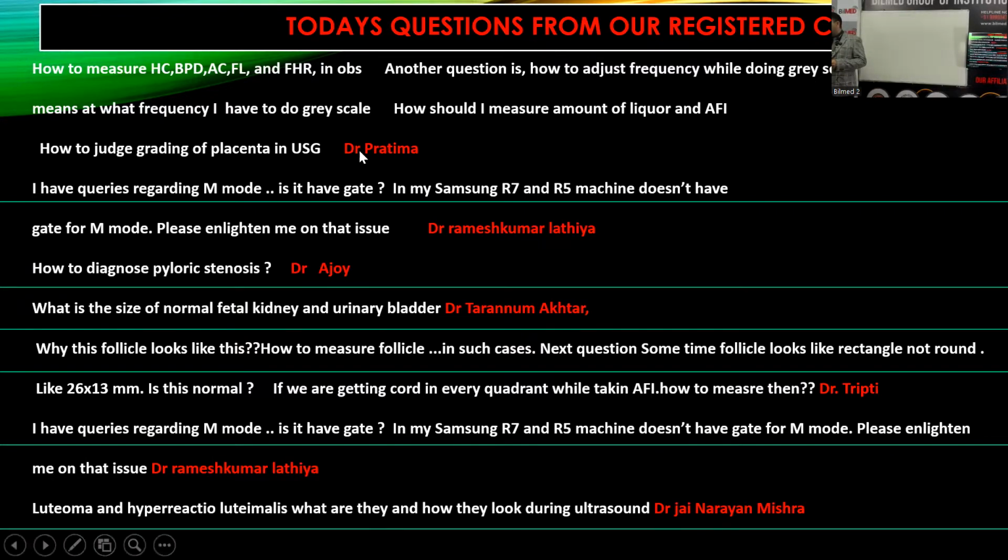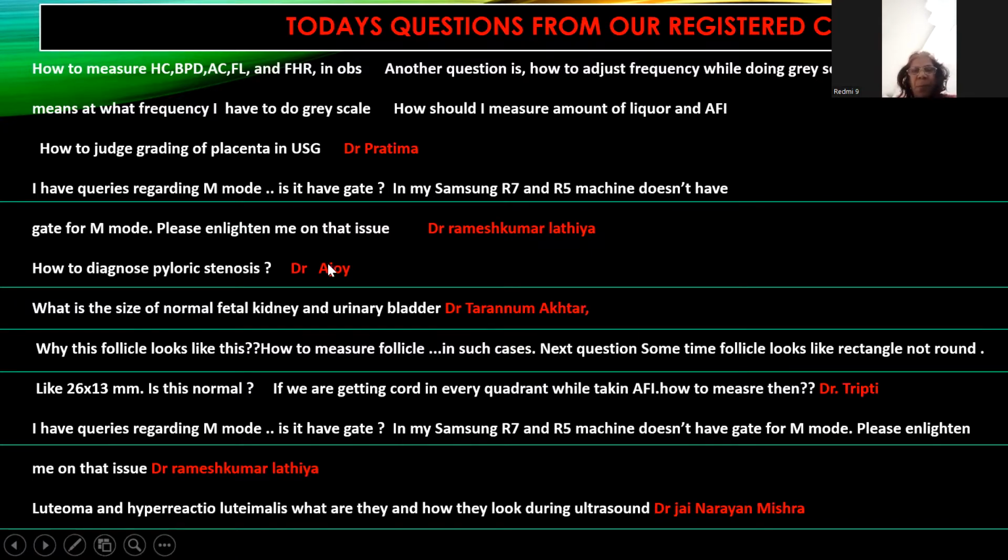These are the questions posted by Dr. Pratima. And one more question from Dr. Ramesh is that he's having a query regarding M mode. These are the copy pasted questions; as we got these questions, we pasted them over here. So the first question from Dr. Ramesh is: I have an inquiry regarding M mode. Is there a gate? My Samsung R7 R5 machine does not have a gate for M mode. Please enlighten on that issue.